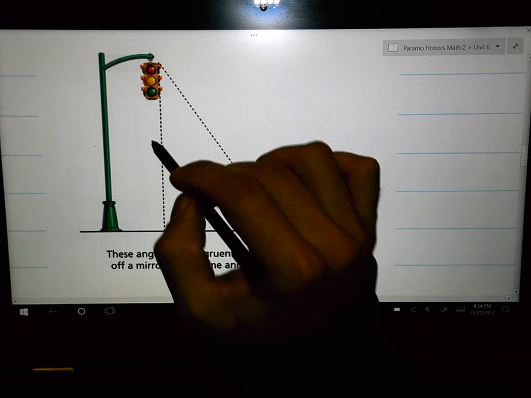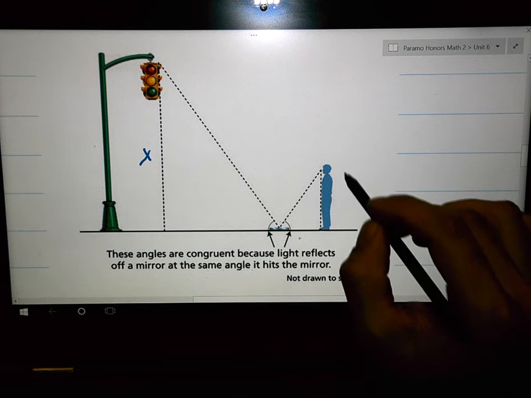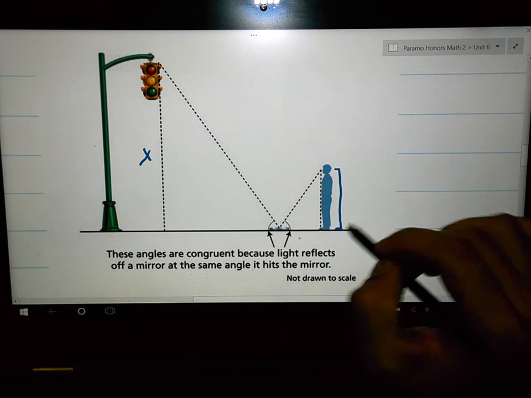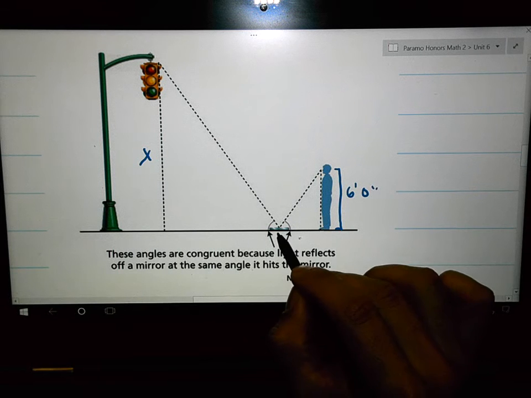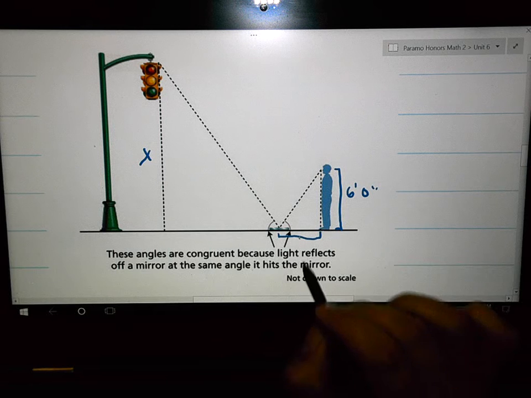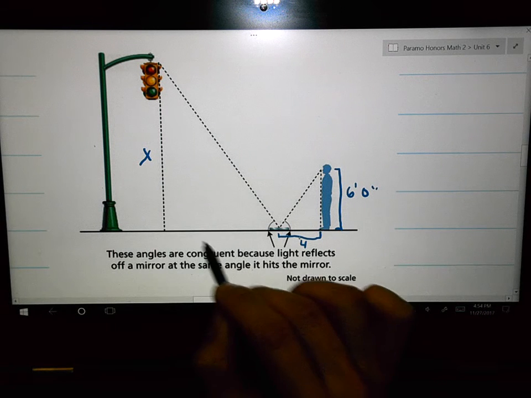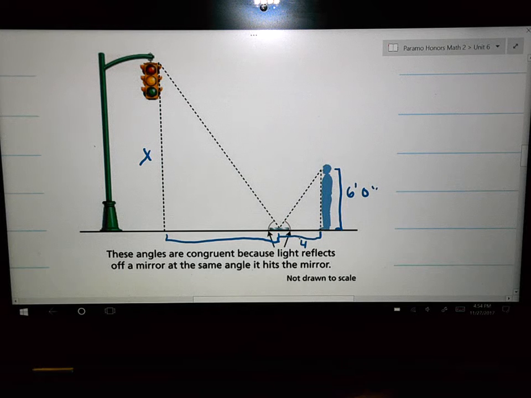You could figure out how tall it is to the top of this stoplight if you knew this person's eyesight height. Let's say that person is 6 feet. And how far away is the mirror from the front of the person's toes? Let's say that's 4 feet. And then you can figure out how far it is directly below here to the mirror. And next thing you know, you have two triangles that are similar that you could solve.